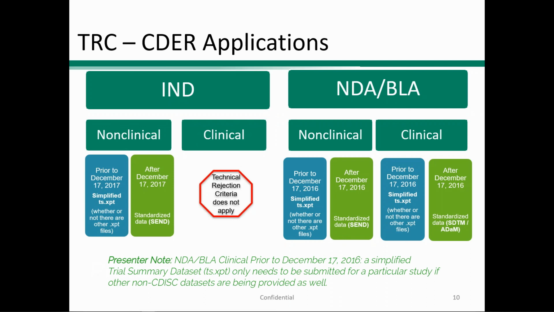I cannot say this enough, because really this is the bread and butter of the technical rejection criteria. So if you are not meeting these requirements, there is a good chance that you're not going to get a warning or anything like that, but the agency is just going to bounce back your submission.